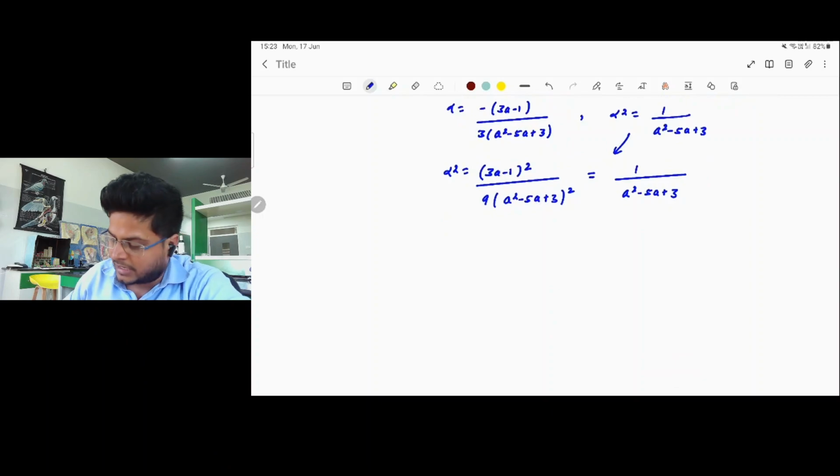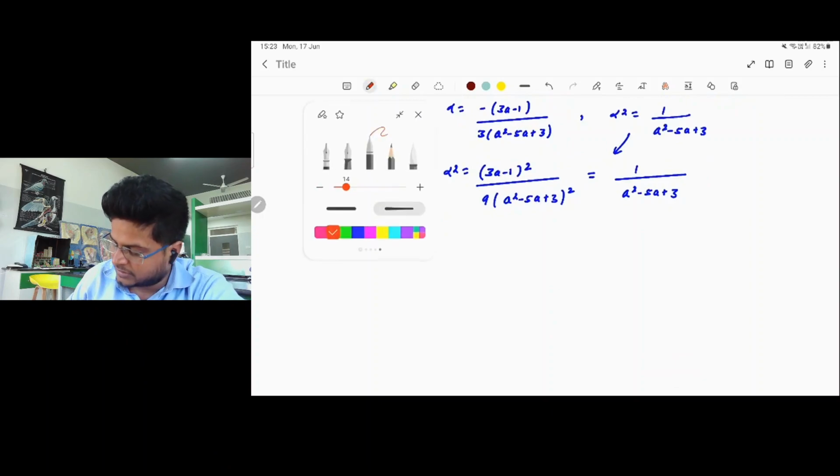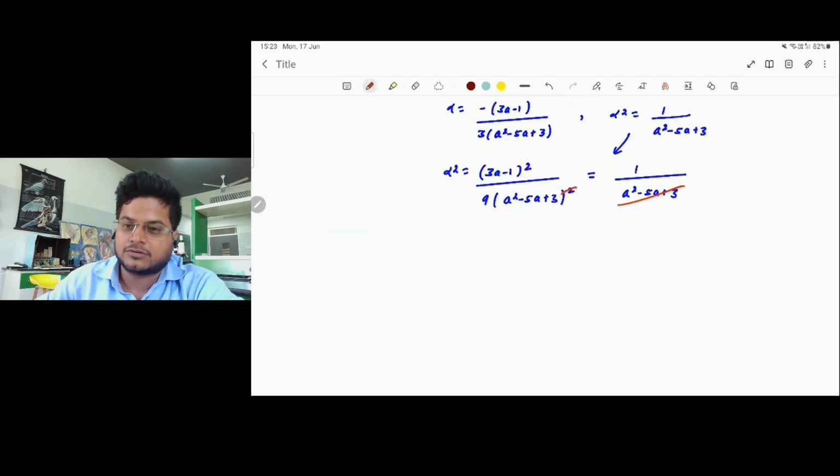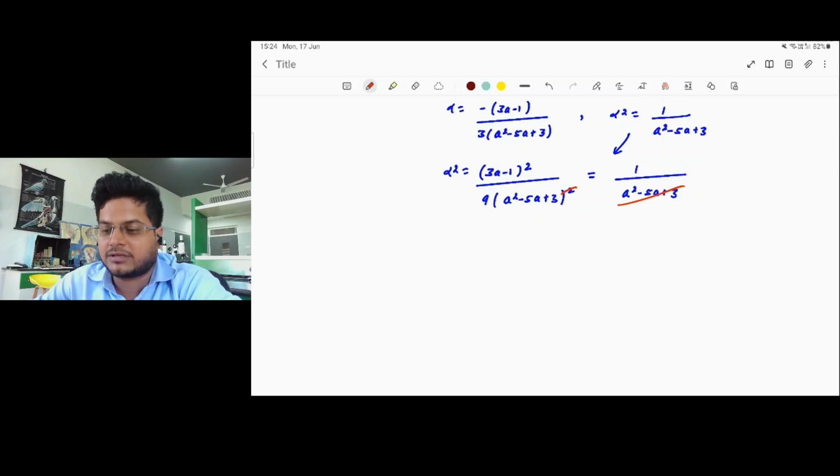Now when I ask in the class to the students, can I cancel this and this? They say yes, you can cancel. But now as you have moved to grade 11, we should avoid cancellation. Because when you cancel, chances are there that you may lose the roots.